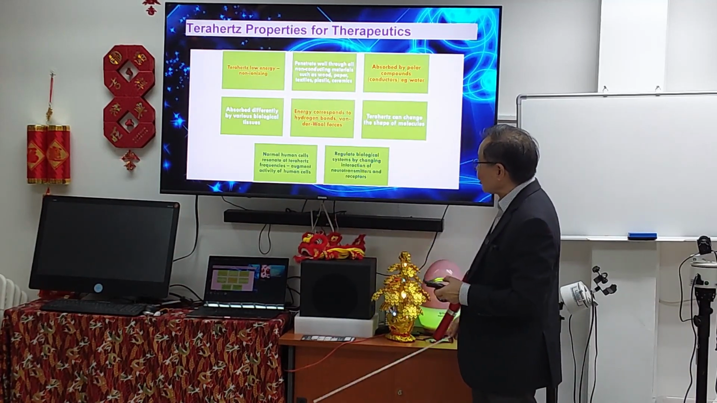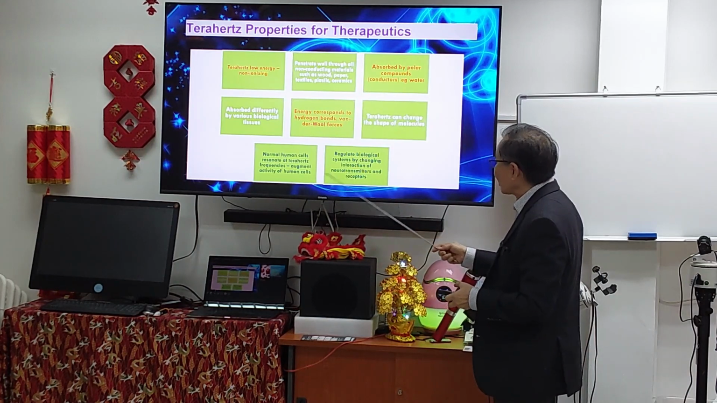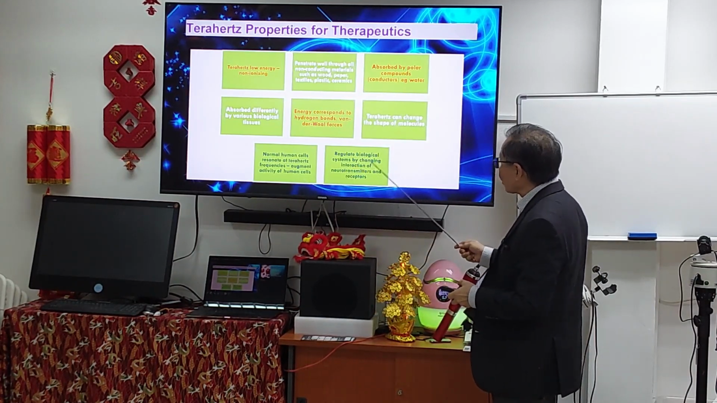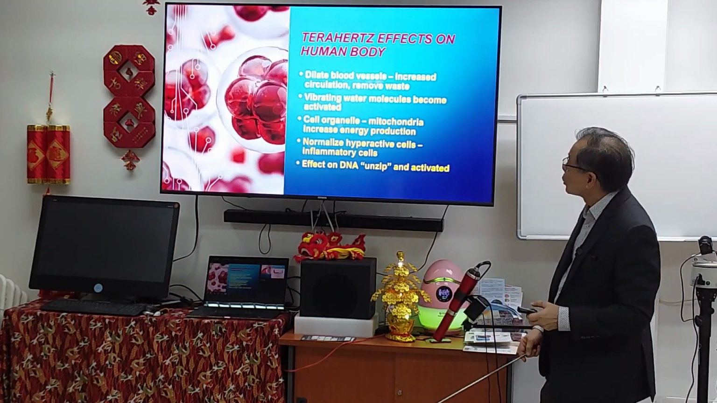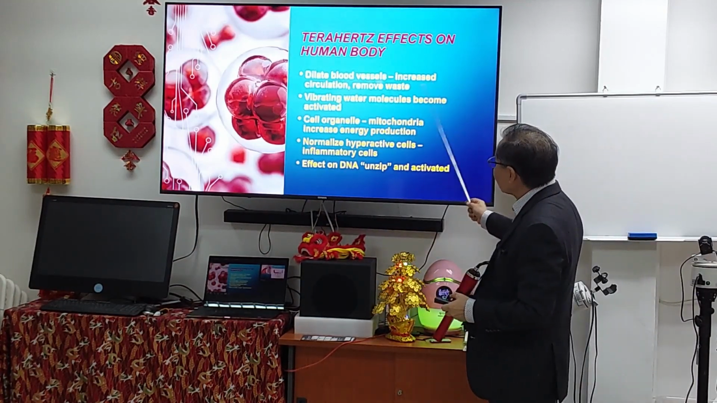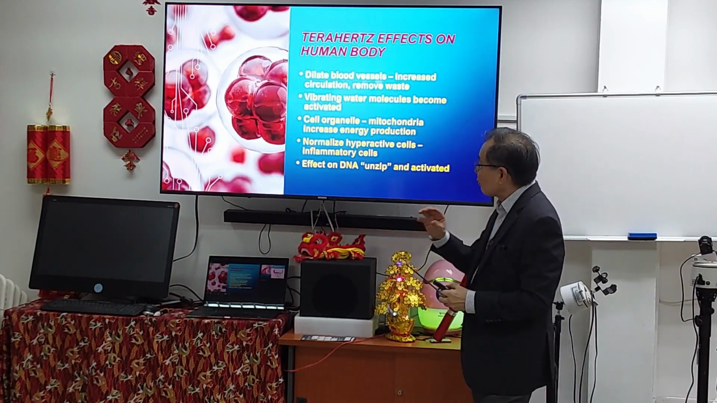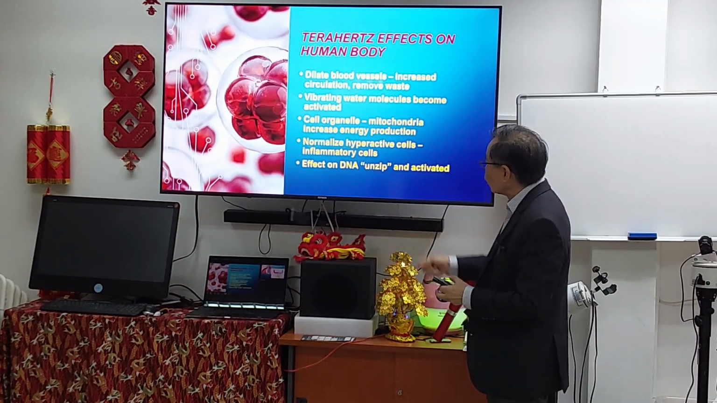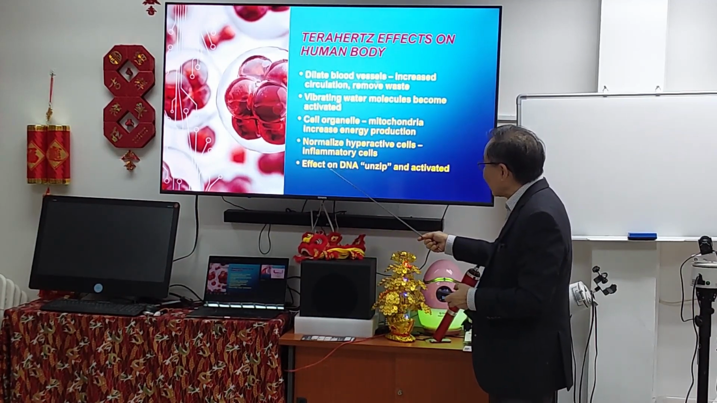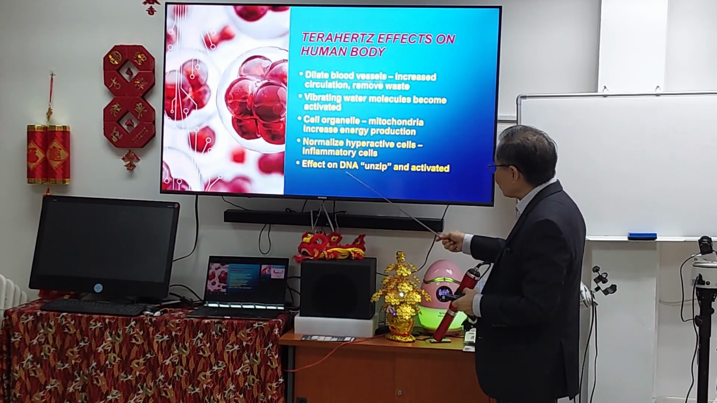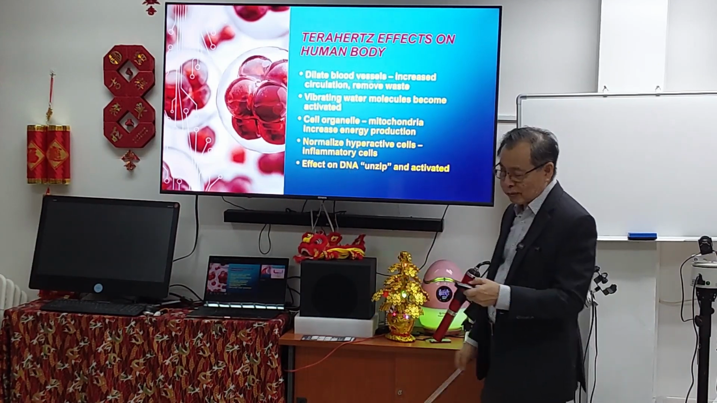Normal human cells resonate at THz frequency, and this means that it can activate a lot of the systems in the cell. And by doing that, it can regulate biological systems by changing the interaction of neurotransmitters and receptors. So what is the effect of THz on the body? Well, it opens up blood vessels, it vibrates water molecules, it increases the activity of the factory in the cell called the mitochondria, which increases energy production. Hyperactive cells that are highly inflammatory get normalized, and it can unzip DNA molecules in the nucleus, and by unzipping and activating the DNA, the cell is able to perform its various functions.